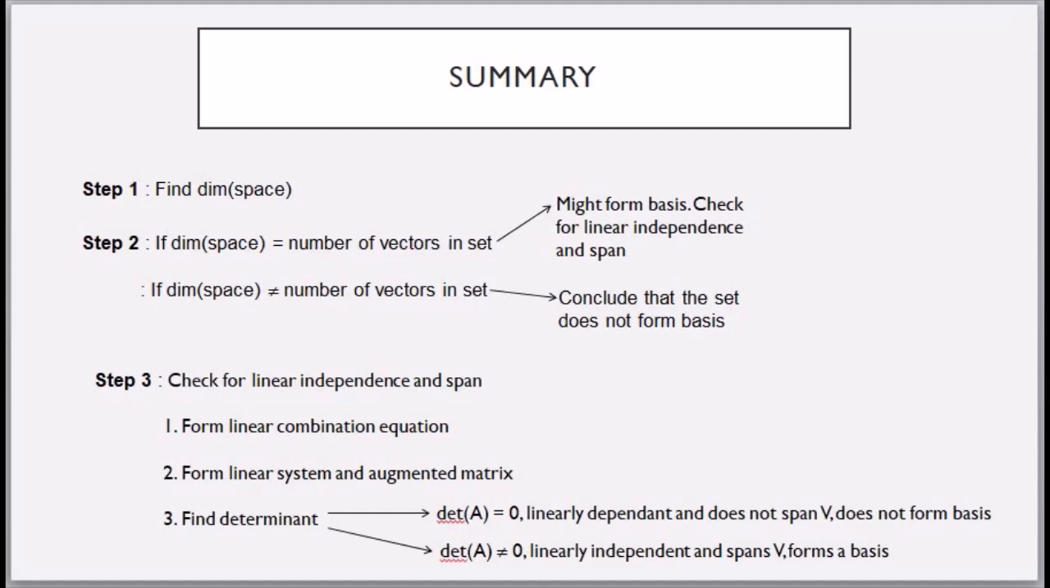Summary. To check for a basis, number 1, we must find the dimension. Number 2, if the dimension equals the number of vectors in the set, then it might form a basis. We must check for linear independence and span. How to check for linear independence and span? Number 1, form a linear combination equation. Number 2, form a linear system and then transform to an augmented matrix. Number 3, find the determinant. If the determinant equals 0, our conclusion is the system is linearly dependent, does not span, therefore does not form a basis. If the determinant is not equal to 0, the system is linearly independent and spans V, therefore it can form a basis.